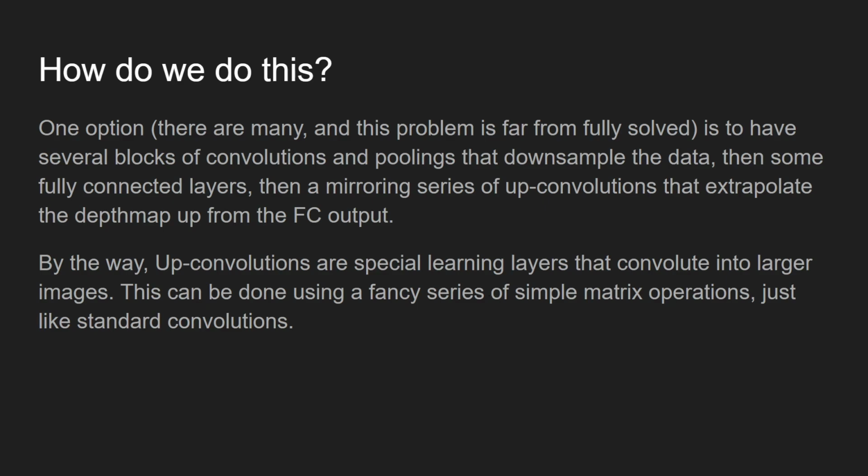A lot of options for this. One of them is to have several blocks of these convolutions and poolings that downsample the data, and then a little bit of fully connected layers in the middle, and then it mirrors up to extrapolate into a larger image. That uses something called up convolutions.